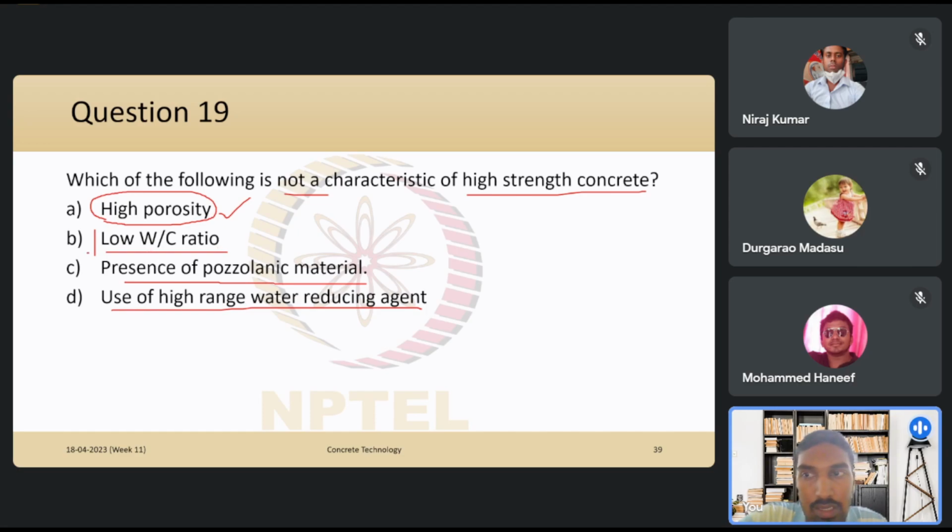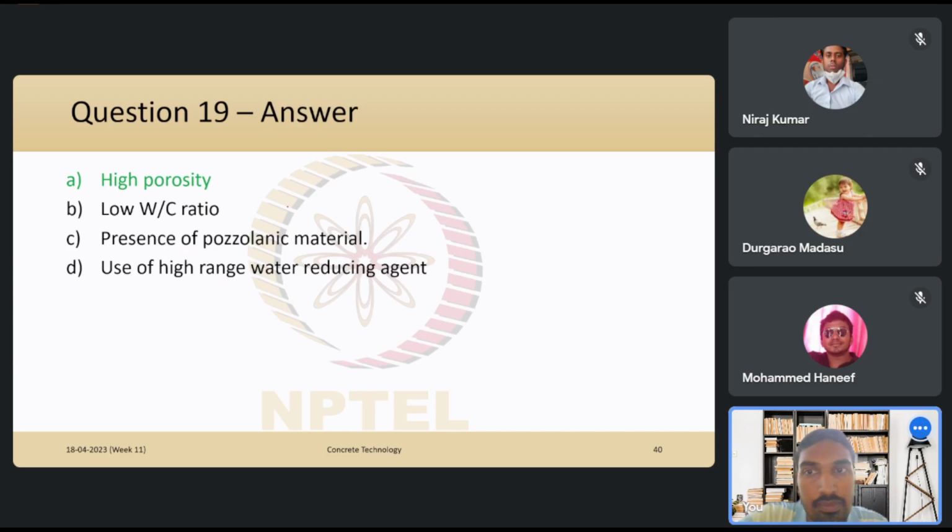So all the three options B, C, D are actually characteristics. So it is only A which is not a characteristic of the high strength concrete. So the right option is A.